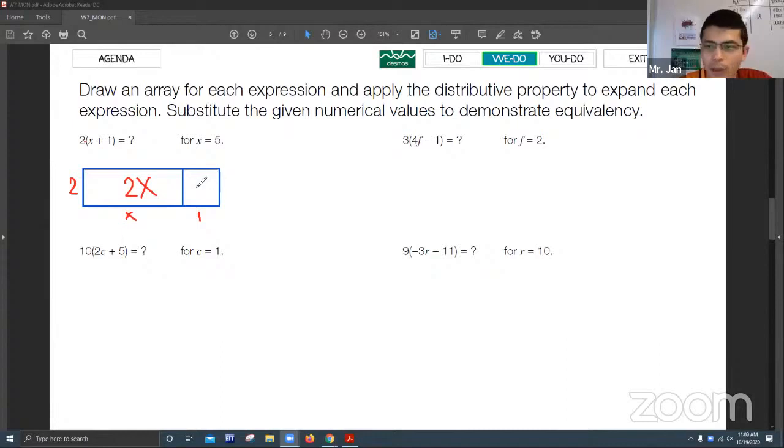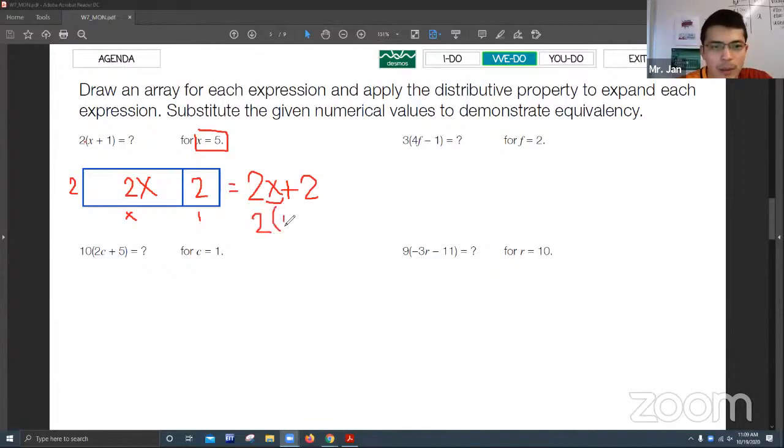Yes, it is 2. So when you combine them together, as you typed in the chat box, yes, it is 2x plus 2, right? And now the second thing, it says substitute the given numerical value, which means if x is 5, what do you think the result would be? So in here, instead of this x, put the 5.